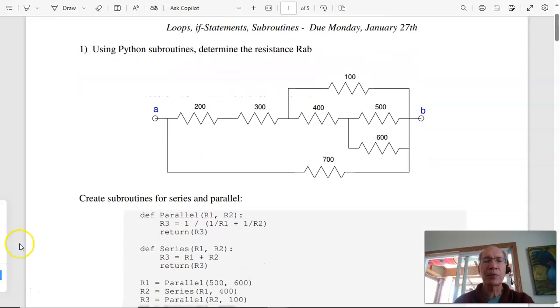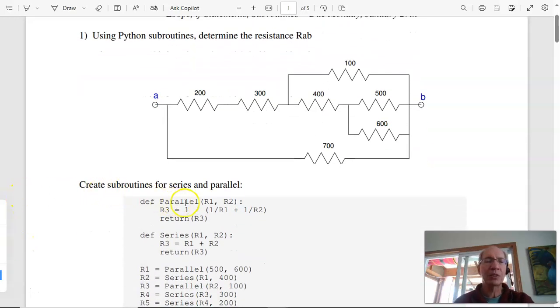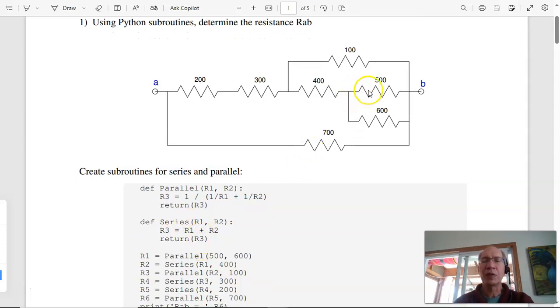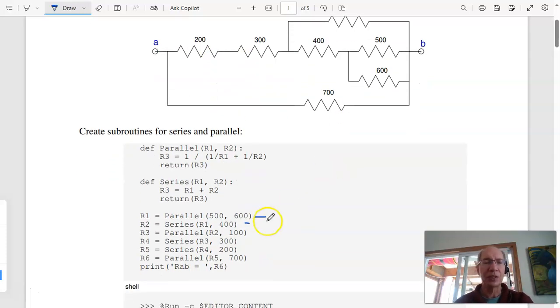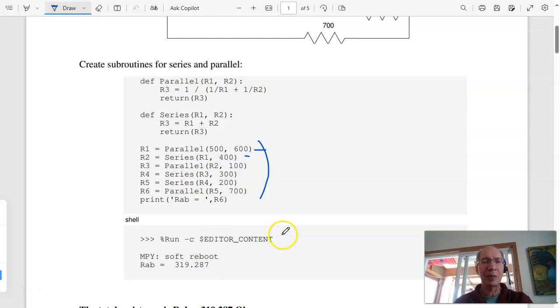To do that, I'm going to define a subroutine for adding resistors in parallel, and a subroutine for adding resistors in series. Now the total resistance is 500 in parallel with 600. It's right here. That in series with 400, in parallel with 100, in series with 300, in series with 200, in parallel with 700. So that'd be the Python code. When I'm done, I get the same answer as homework set 1, 319 ohms, using subroutines.